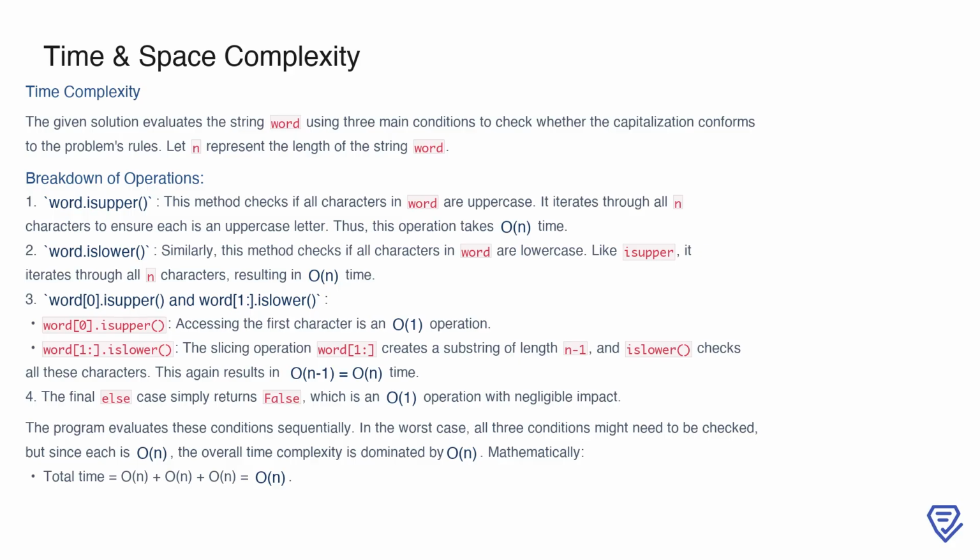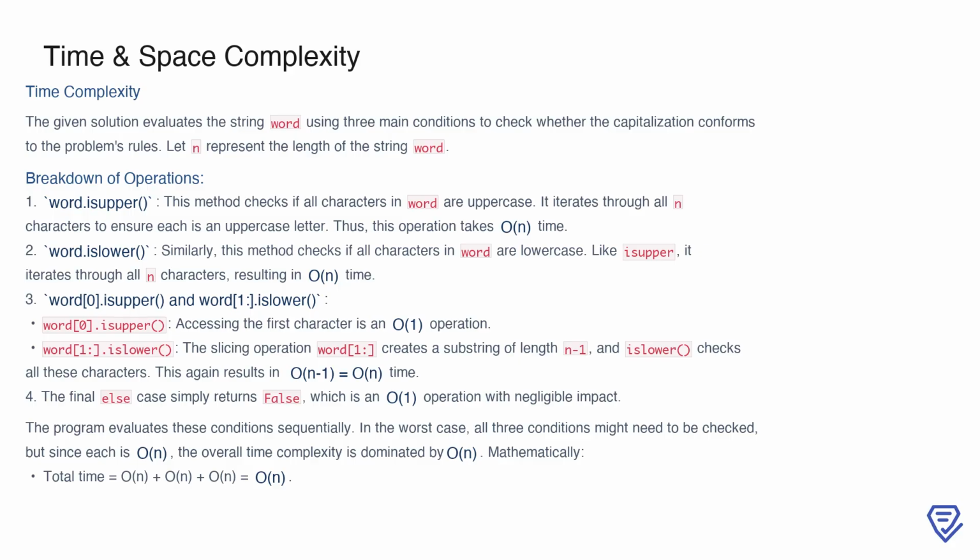The third condition, word[0].isupper and word[1:].islower, involves two parts: checking if the first character is uppercase, which is an O(1) operation, and slicing the string from the second character onward, followed by checking if the sliced portion is lowercase. The slicing operation creates a new substring of length n-1, and the islower function iterates through this substring, resulting in O(n) time overall. Finally, the else case simply returns false, which is an O(1) operation and has negligible impact on the overall complexity. Since these conditions are evaluated sequentially, the worst-case time complexity remains O(n), as each operation is linear and no operation dominates beyond this bound.